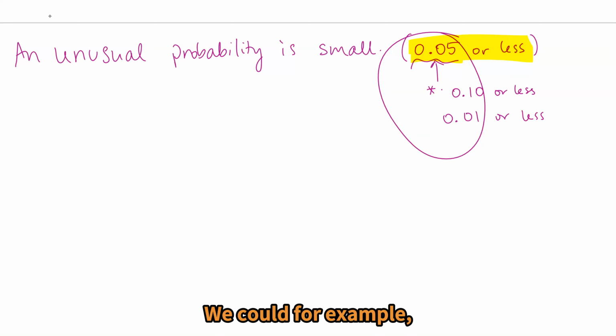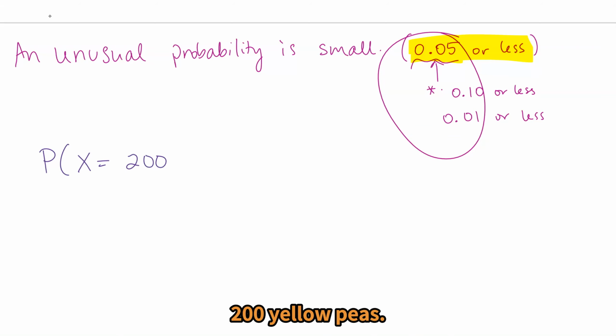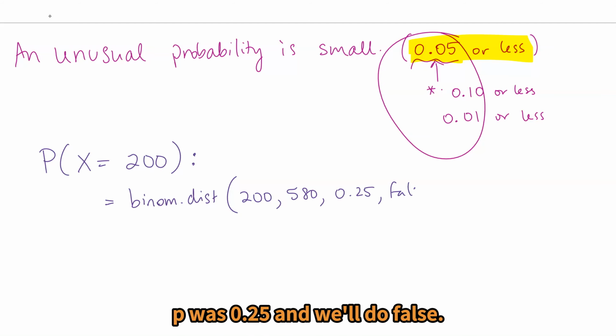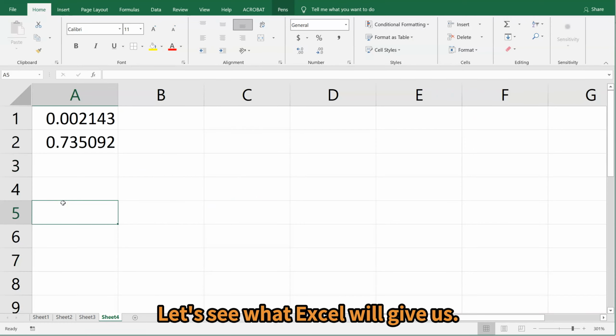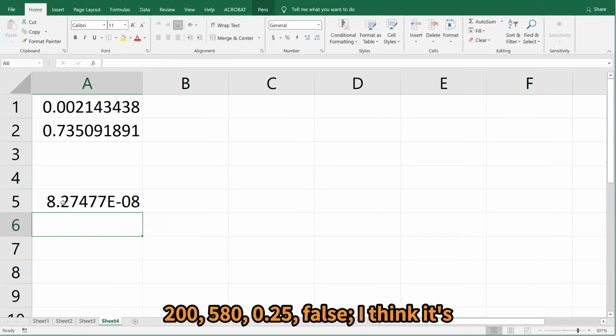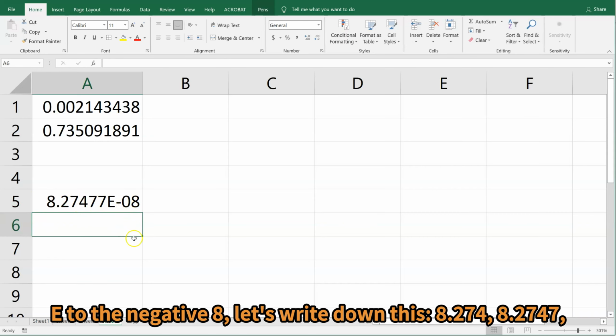So keep that in mind. We could, for example, in our Mendel experiment, if we wanted to know the probability that we had exactly 200 yellow peas, N was 580, P was 0.25, and we'll do false. Let's see what Excel gives us. 200, 580, 0.25, and false. And we get something really small, 8.274 e to the negative 8.